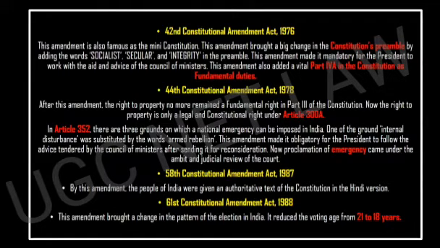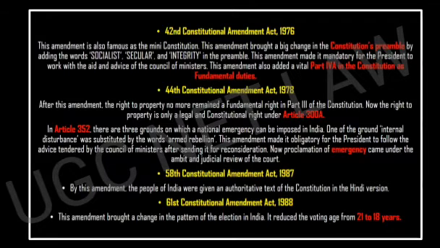In Article 352 there are three grounds on which a national emergency can be imposed in India, and one of the grounds, internal disturbance, was substituted by the words armed rebellion. This amendment made it obligatory for the President to follow the advice tendered by the Council of Ministers after sending it for reconsideration. Now, proclamation of emergency came under the ambit and judicial review of the court.